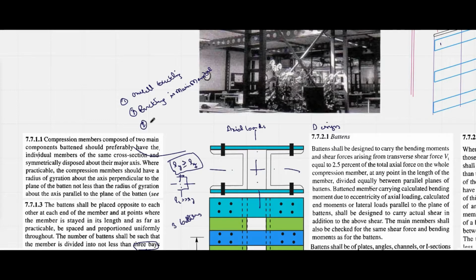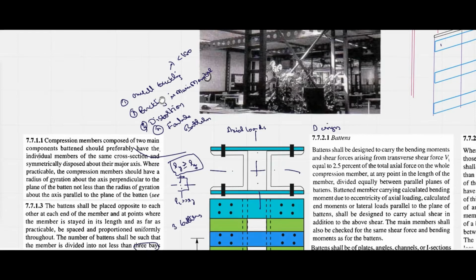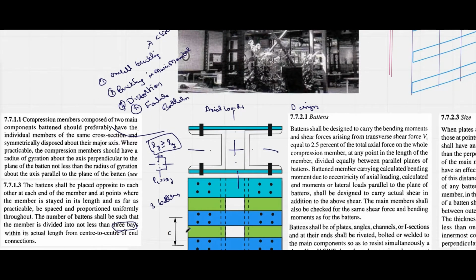In most cases the load is only axial, so we need not worry much about distortion, or change of shape. Then there is failure of the batten. So we need to see that while we design a batten, it should cover all the failure criteria. For overall buckling, the maximum slenderness ratio must be less than 180. Buckling in an individual member happens because of battens placed at a farther distance.